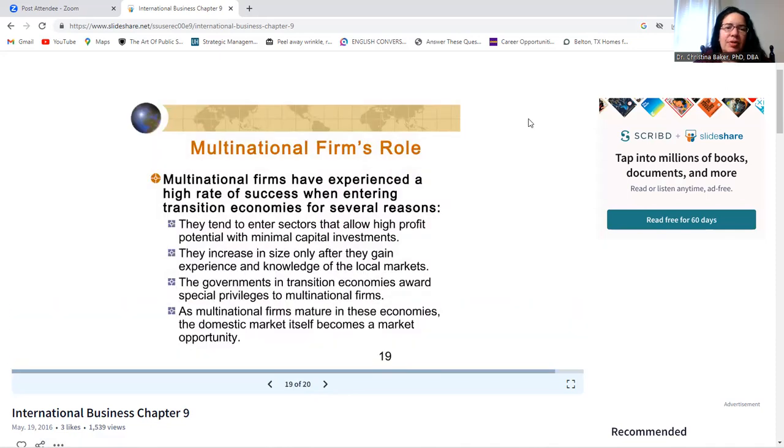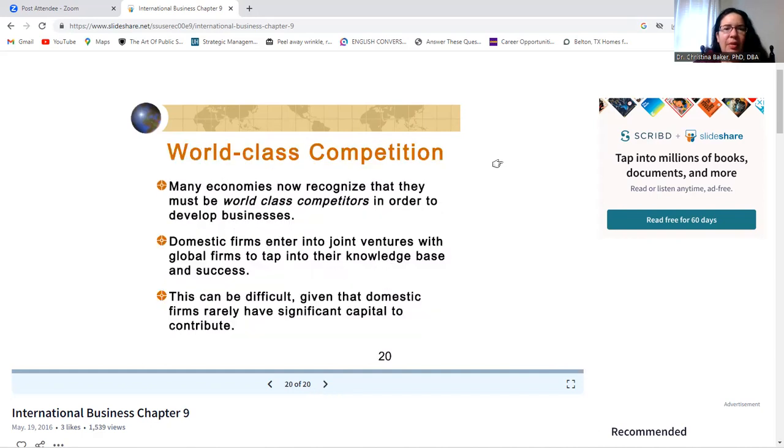And then we have the multinational firm role. Multinational firms have experienced a high rate of success when entering transition economies for several reasons. They tend to enter sectors that allow high profit potential and minimal capital investment. They increase their size only after they gain experience and knowledge of the local markets. The governments of transition economies afterward give special privileges to multinational firms, and as multinational firms mature in these economies, the domestic market itself becomes a market opportunity.